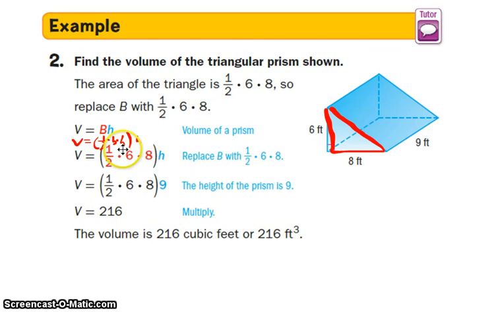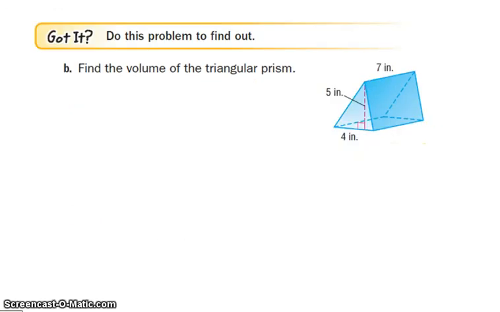Now I don't want you to get confused because there are 2 H's in here. This formula right here is specific to the triangle only. The last height right here is the height of the solid. How many layers there are. Why don't you guys pause the video and try the got it problem for the triangular prism.